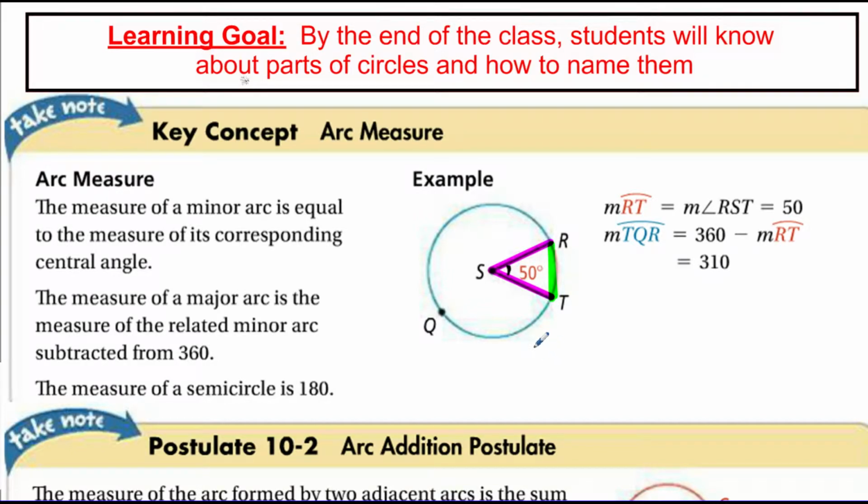And just as a fact, we know that a semicircle is exactly half of a circle, so that would be exactly half of 360, so 180 degrees for a semicircle.